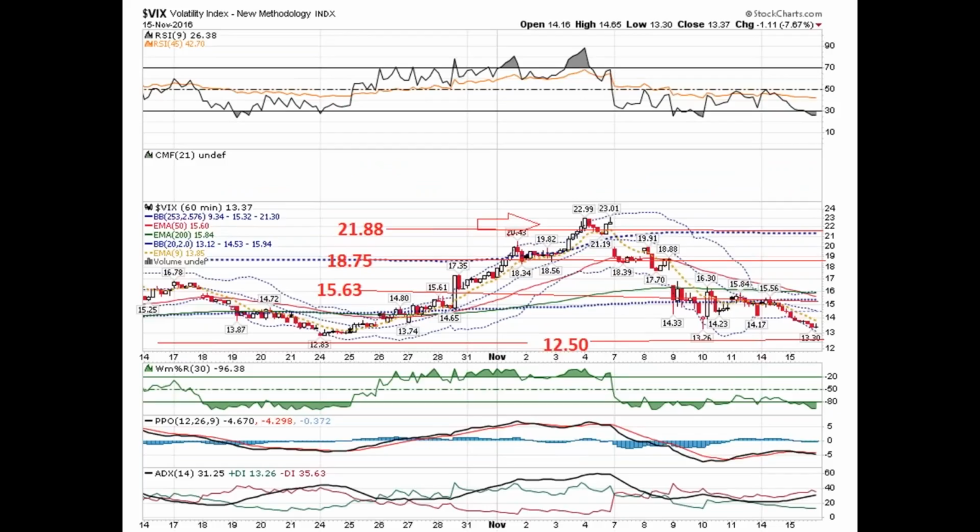Likewise, here's the VIX. The VIX, of course, screamed up before the election. So again, this is the fear index. It completely climbed. Where did it climb from? Well, as usual, right above our 1250 line. It ran up to over 2188, got above the upper band, and proceeded to sell off.